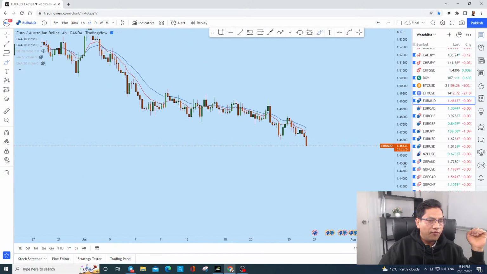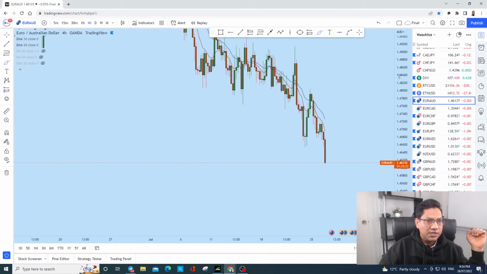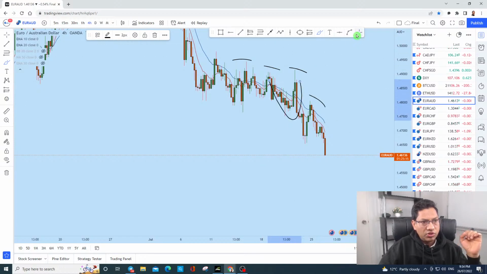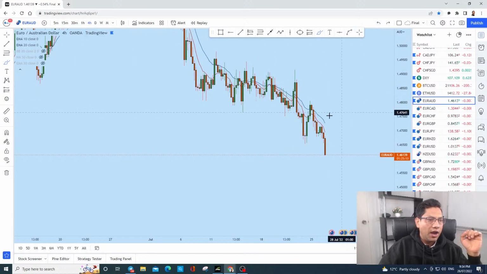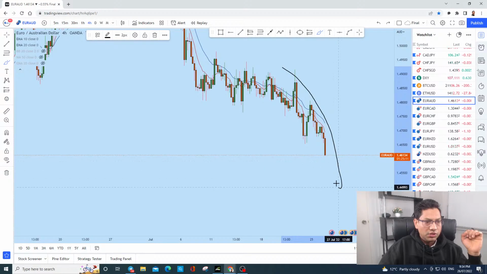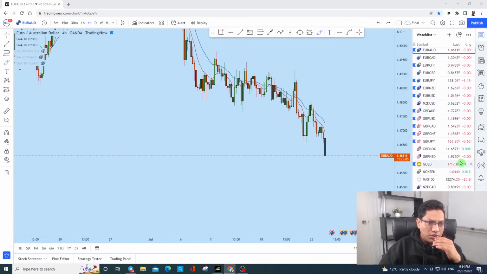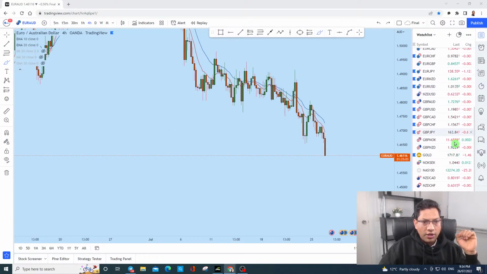Now going to the 4 hour, this is where the price has created a series of lower highs. Every time the price hits this resistance, it creates a lower high, and then the price slowly comes down. With that in mind, we could see some drop on EURAUD.